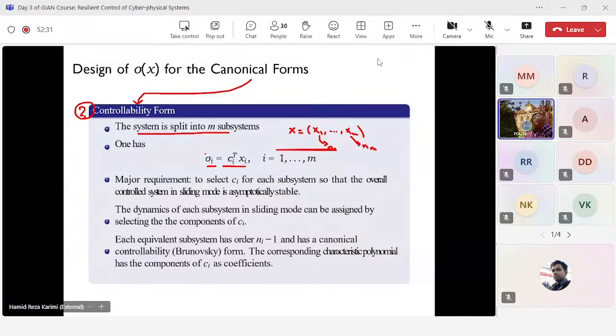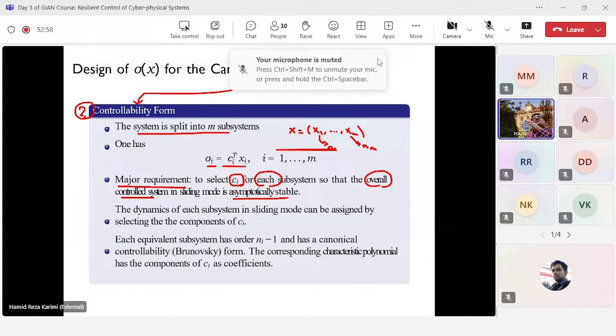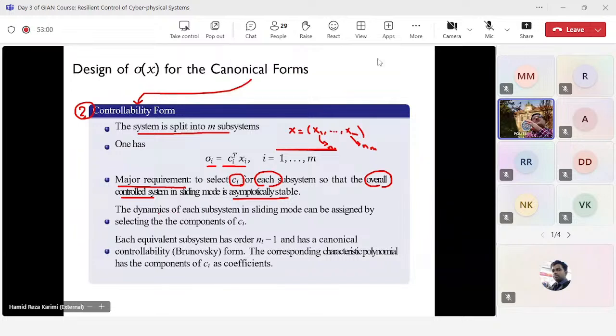Okay, so now the major requirement is how to choose Ci, because here you need to choose Ci for each subsystem such that the overall control system in the sliding mode is asymptotically stable. So it means that each subsystem should be stabilized depending on the choice of Ci. So the dynamics of each subsystem in a sliding mode can be assigned by selecting the components of Ci. Okay, so the question is how to choose the parameters of Ci.